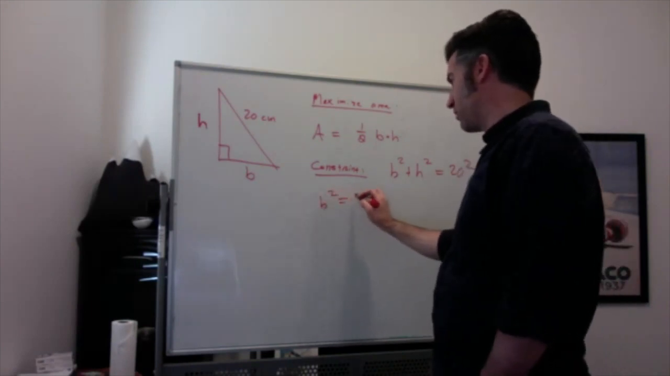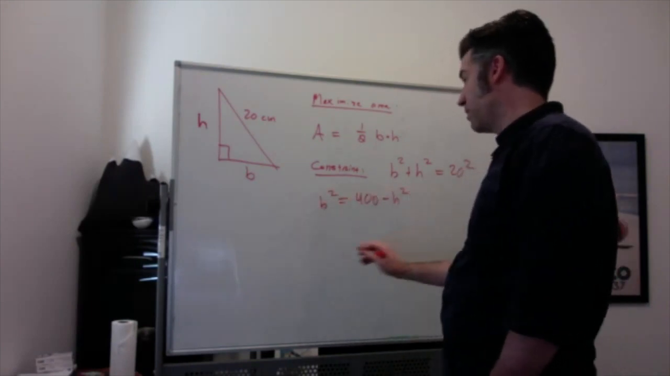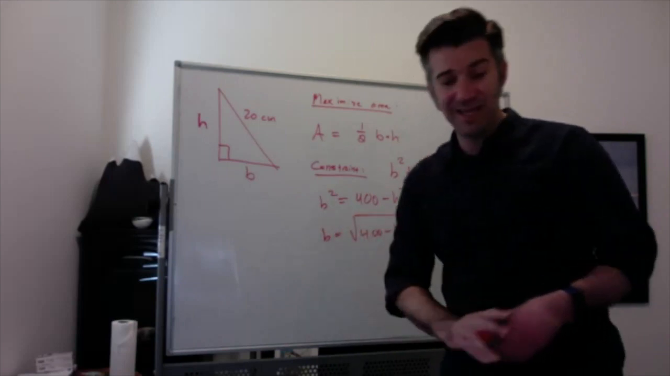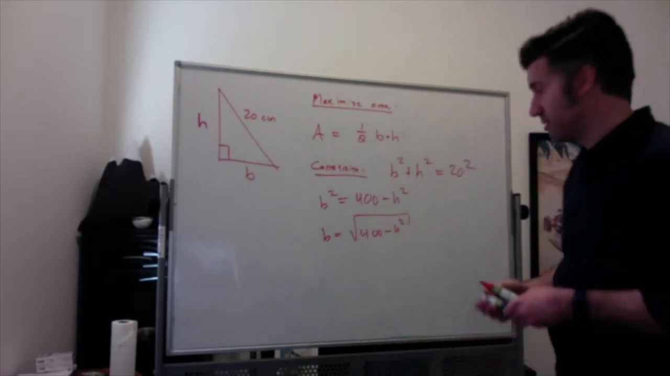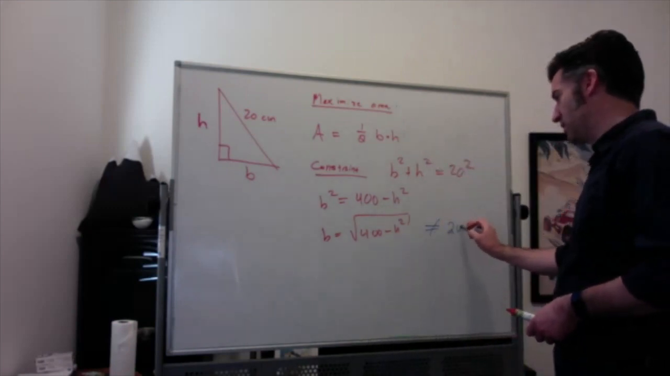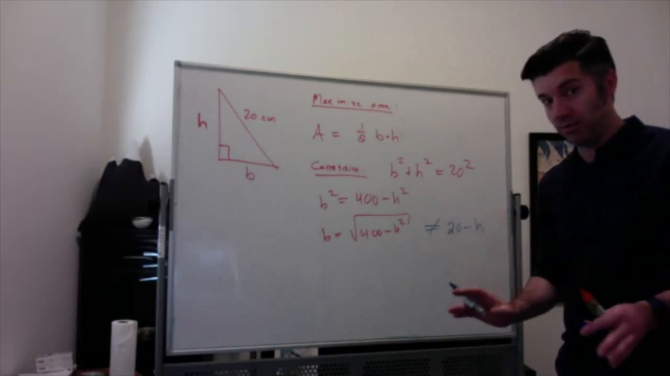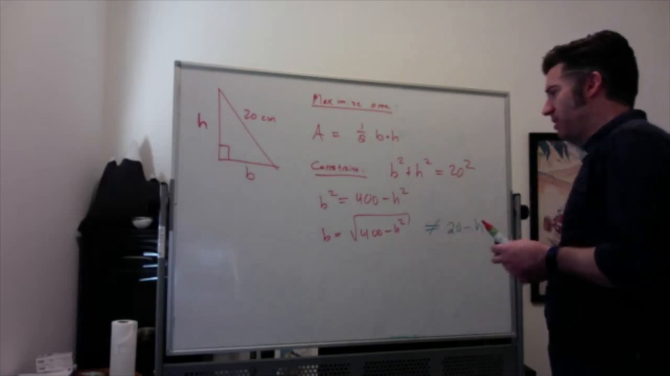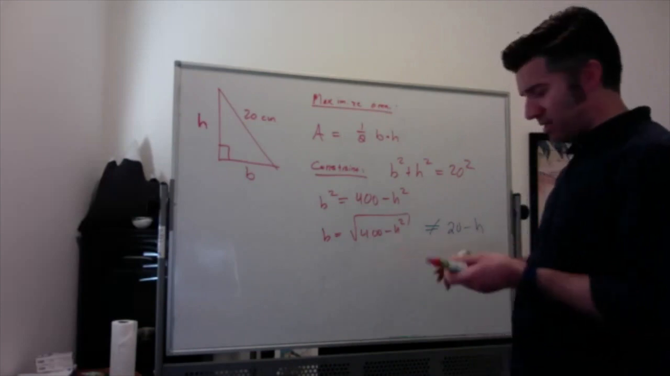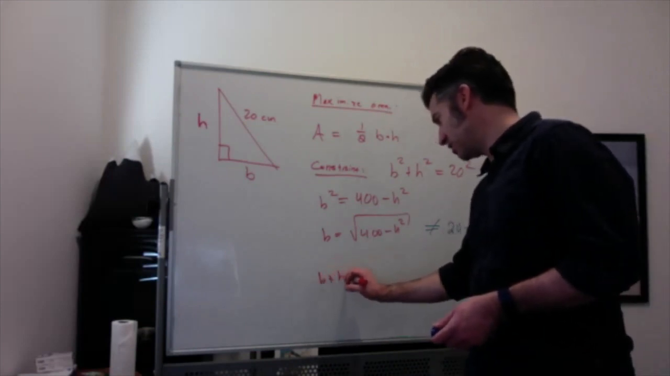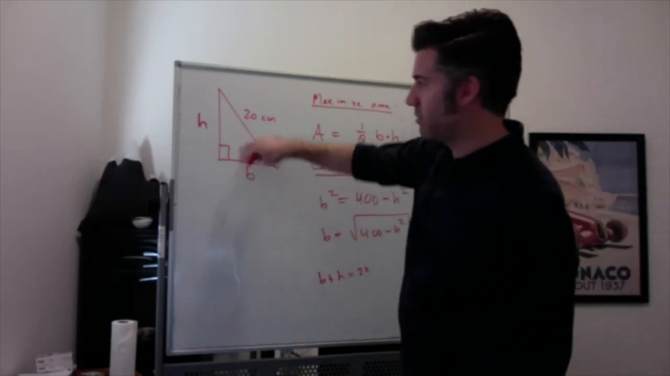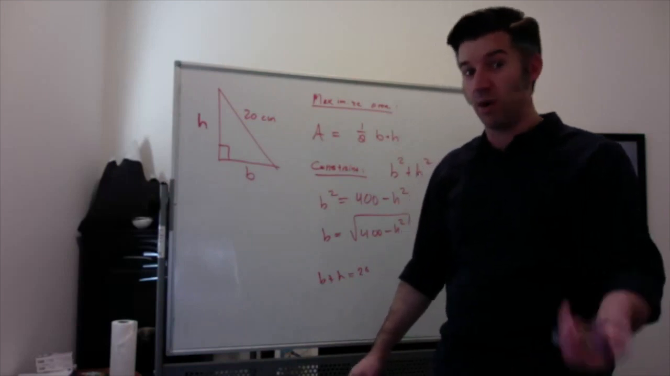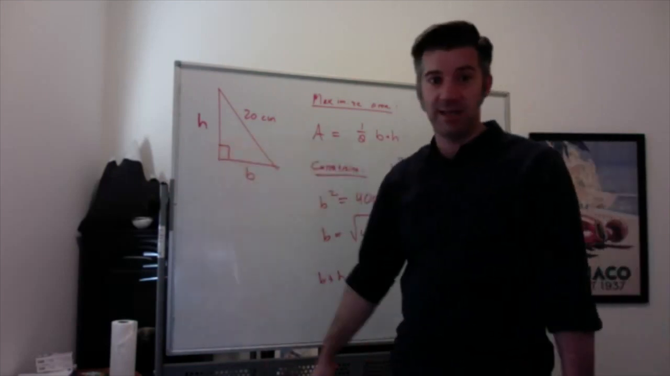So I'm going to say B squared is 400 minus H squared, and then B is the square root of 400 minus H squared. And I really can't stress enough, this is not equal to 20 minus H. We know that these are not the same, because you would essentially be saying B plus H equals 20, but there's no way that this length plus this length is equal to that length. It's actually something that's always true. It's called the triangle inequality, that any two sides added together are bigger than the third side.